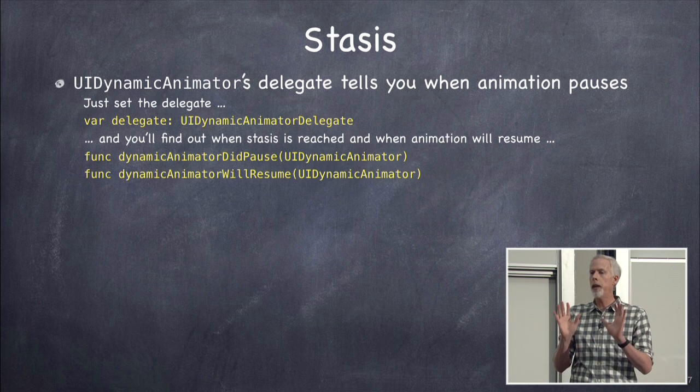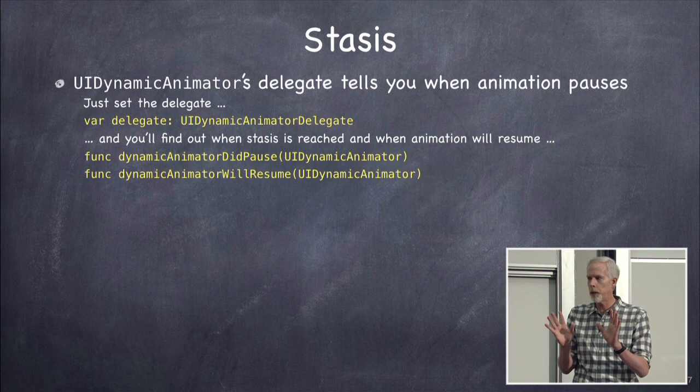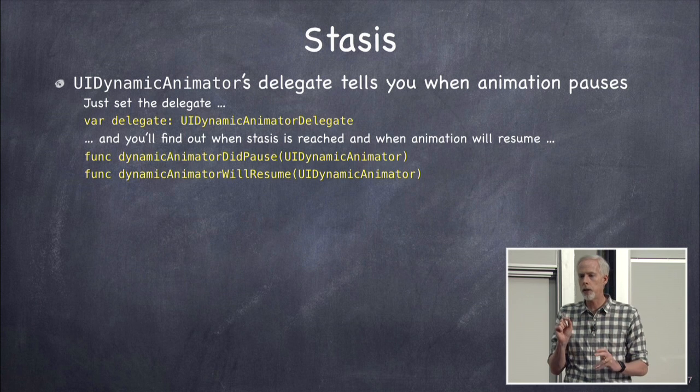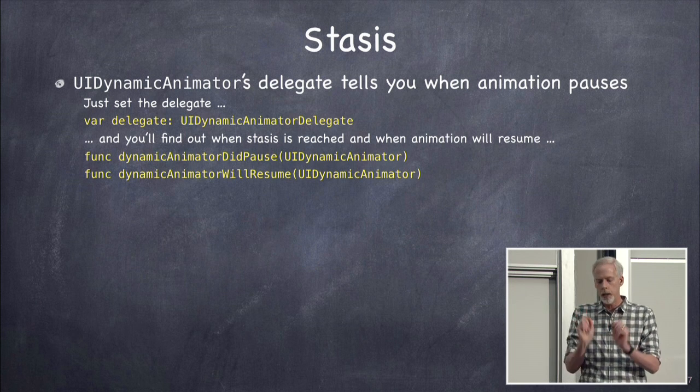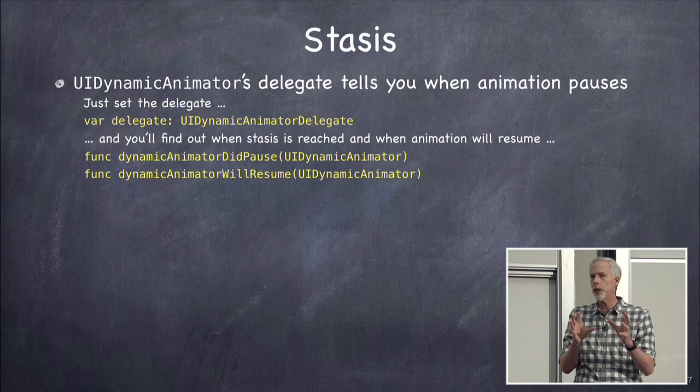So now you know the animator is still running, it's still looking for something to change, but nothing is currently changing, so it has paused. And then if something changes, like you do a push behavior and things start moving again, it's going to say resumed until everything reaches stasis again.